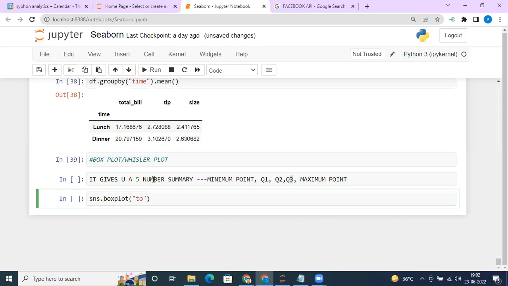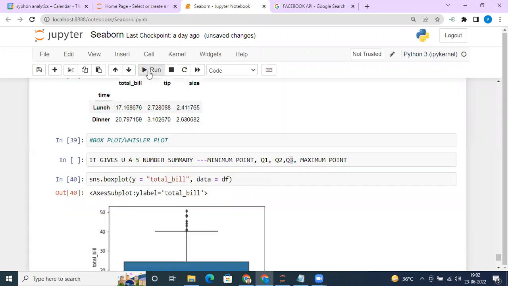Let me put total bill first of all. Let's see what the orientation will come at the x-axis. I don't want that, so let me make it on the y-axis. y is equal to total_bill, and data should be equal to df. Okay, let me execute this.